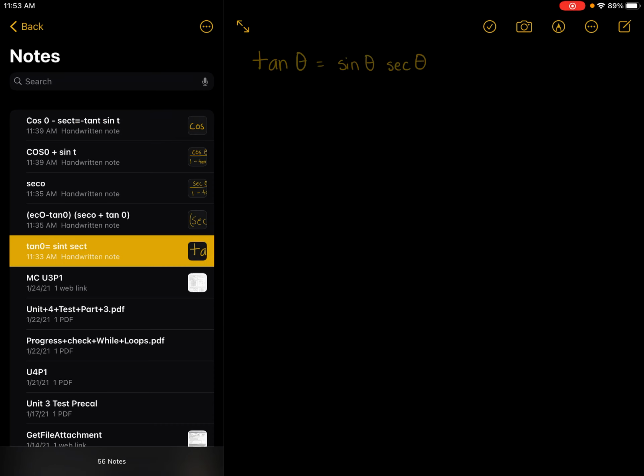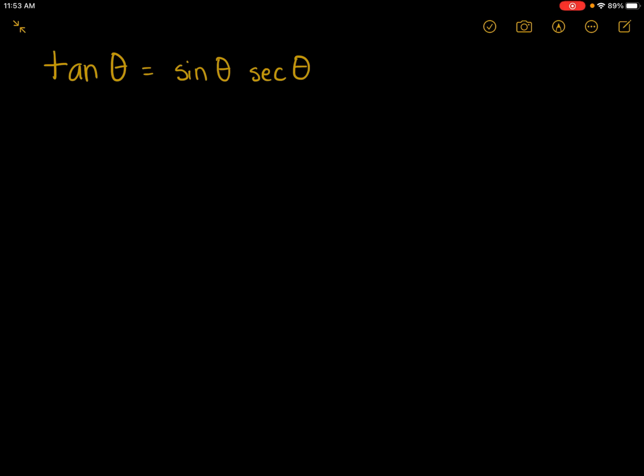All right, so the first one that we have to verify is tangent theta equals sine theta times secant theta. So sine theta times secant theta is the more complicated side, so I would say it's smarter to work with that side. The side that we don't work with, we're just going to bring down each step or put some quotes to reference that thing.